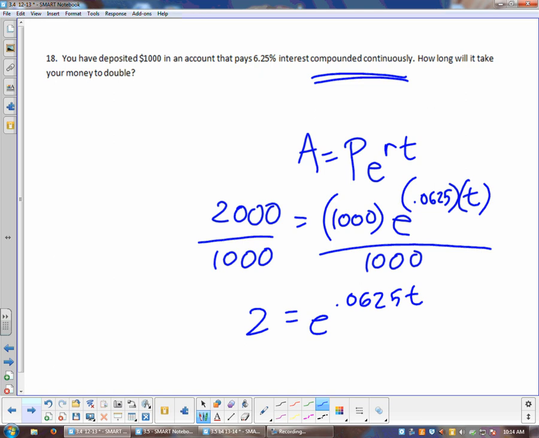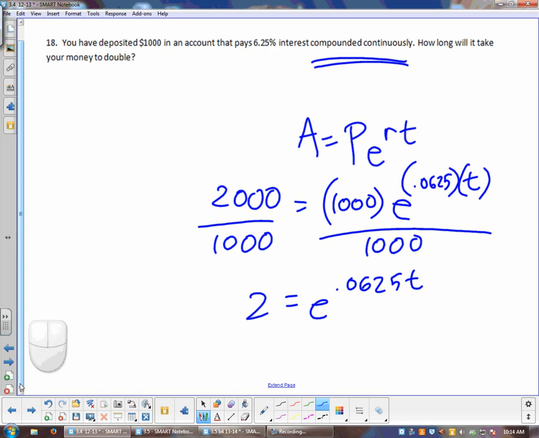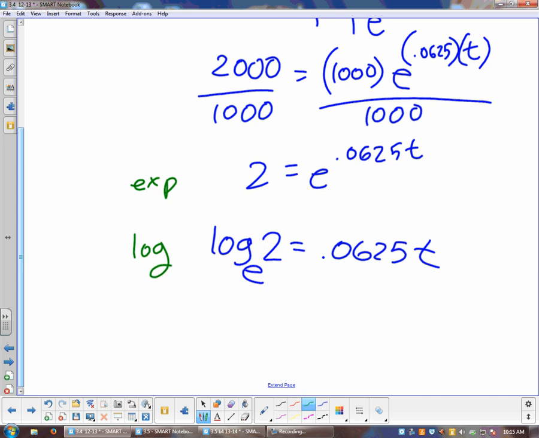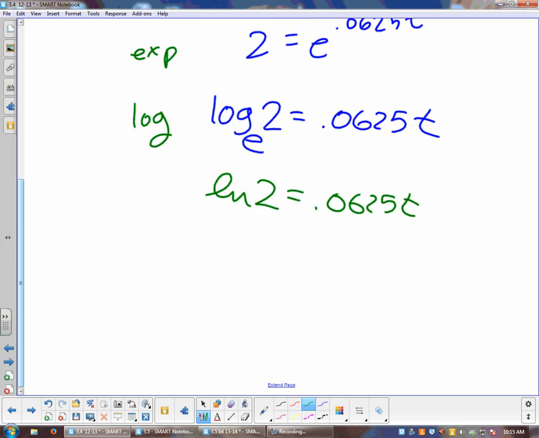And then what would be our next step here, Paul? So that equals log to the base e of 2 equals. Everybody okay with this? So Paul went from exponential form to logarithmic form. And now this is really ln of 2 equals 0.0625t. And our last step would be to solve for t.